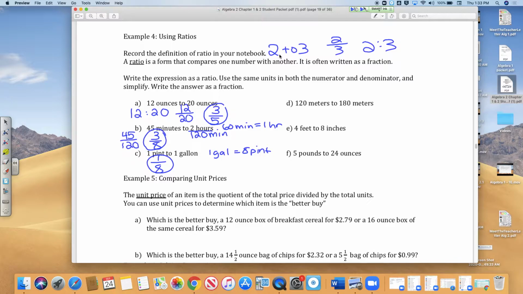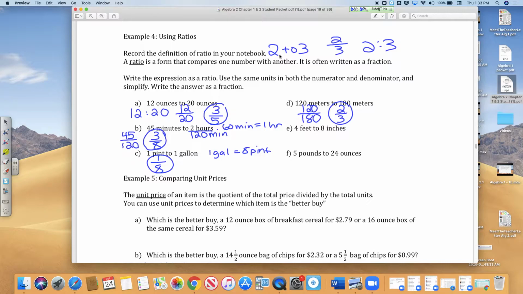If you want to try D, E, and F on your own, why don't you pause the video? Okay, let's go over D, E, and F. So 120 meters to 180 meters. I would set this up by doing 120 over 180, and then this simplifies down to 2/3.